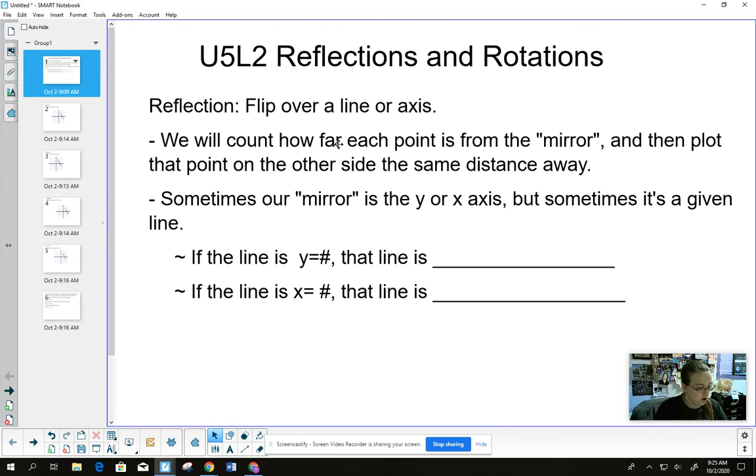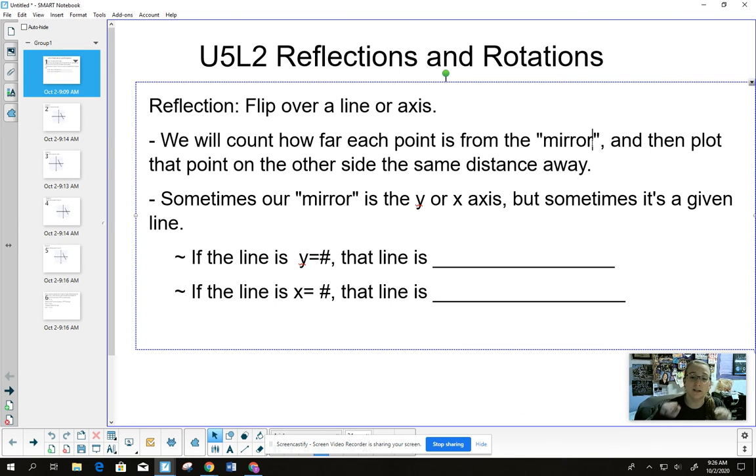So a reflection, just to recall, guys, is flipping over a line or an axis. What we want to think about is that line or our axis is like our mirror. What we're going to do is count how far away we are from the mirror, and then plot the point on the other side the same distance away. Because you guys know when you're looking at yourself in the mirror, when you're standing up close, you look big in the mirror, right? The farther away you get from the mirror, the smaller you get, right? It's like your image is standing the same distance away from the mirror as you are, right?